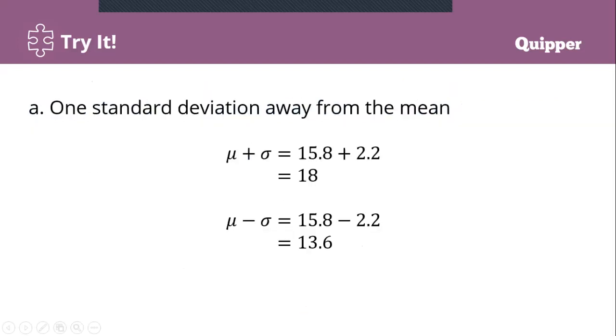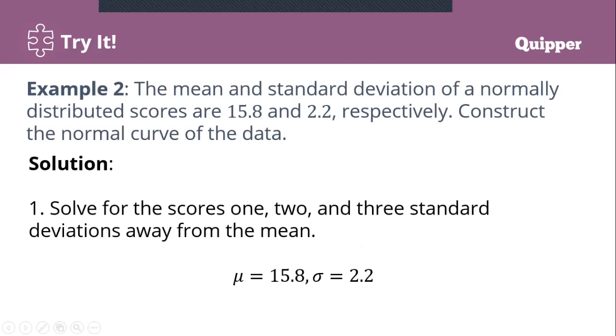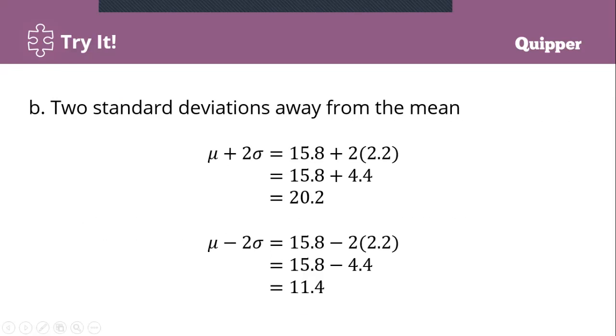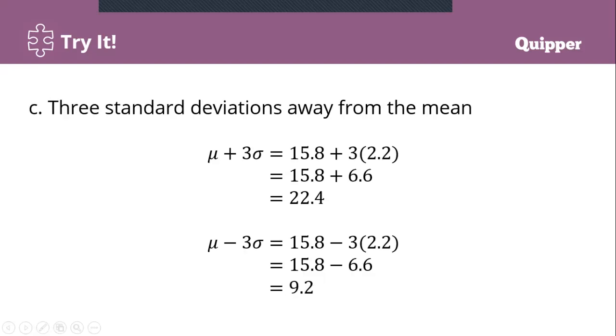For 1 standard deviation, we solve for plus and minus. Use the formula mean plus standard deviation, mean minus standard deviation. 15.8 plus 2.2 is 18, and 15.8 minus 2.2 is 13.6. For 2 standard deviations, multiply 2.2 by 2, then add: 20.2, and subtract: 11.4. For 3 standard deviations, multiply 2.2 by 3, that is 6.6, then 15.8 plus 6.6 is 22.4, and 15.8 minus 6.6 is 9.2.